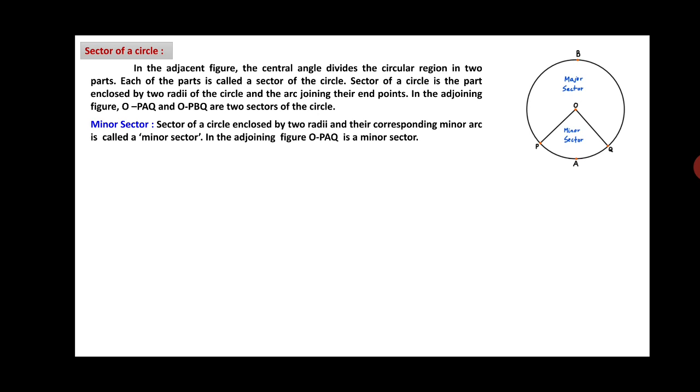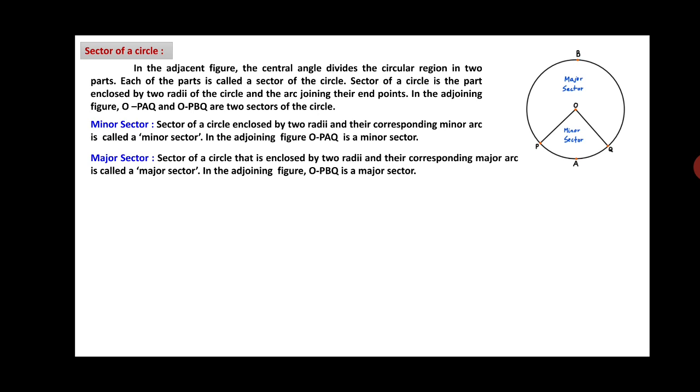There are two types of sector of a circle. First, minor sector. A sector of a circle enclosed by two radii and their corresponding minor arc is called the minor sector. In the adjoining figure, OPAQ is a minor sector. Second, major sector. A sector of a circle that is enclosed by two radii and their corresponding major arc is called the major sector. In the adjoining figure, OPBQ is the major sector.